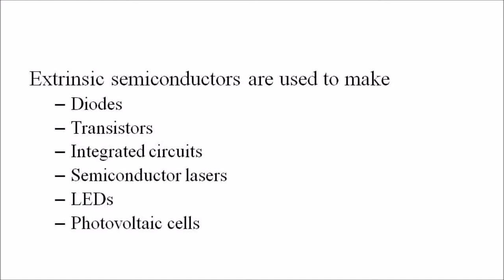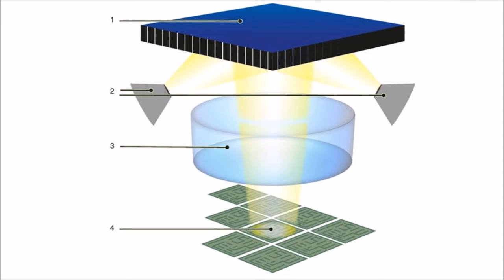Doping is the key to the extraordinarily wide range of electrical behavior that semiconductors can exhibit, and extrinsic semiconductors are used to make semiconductor electronic devices such as diodes, transistors, integrated circuits, semiconductor lasers, LEDs, as well as photovoltaic cells. Sophisticated semiconductor fabrication processes like photolithography can implant different dopant elements in different regions of the same semiconductor crystal wafer, creating semiconductor devices on the wafer's surface.